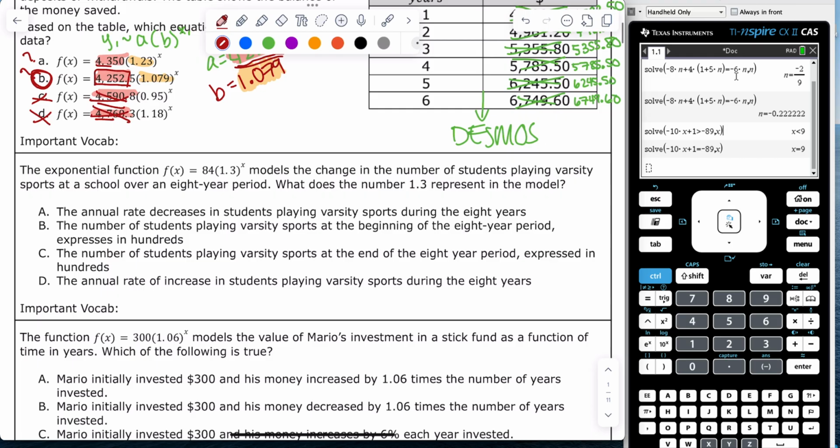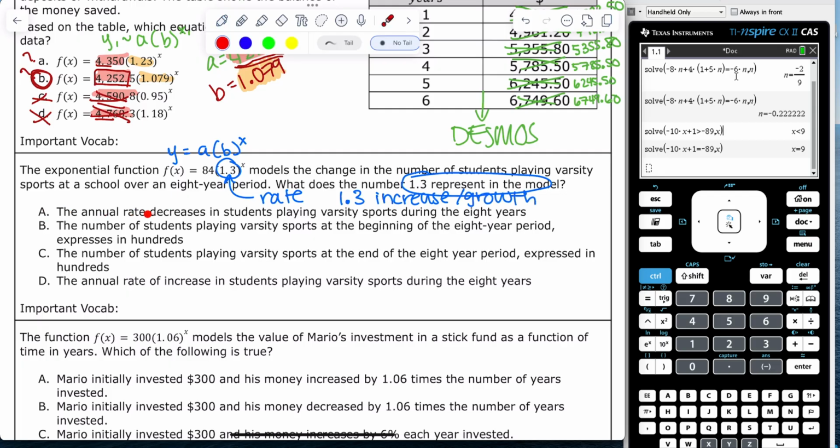Then the next one says, the exponential function f of x equals 84 parentheses 1.3 parentheses x models the change in the number of students playing varsity sports at a school over an 8-year period. What does the 1.3 represent in the model? My 1.3 is the number inside. Remember, it's y equals a b x. I know the number inside is my rate. Okay, and I know it's 1.3, which is increase or growth because it's bigger than 1.